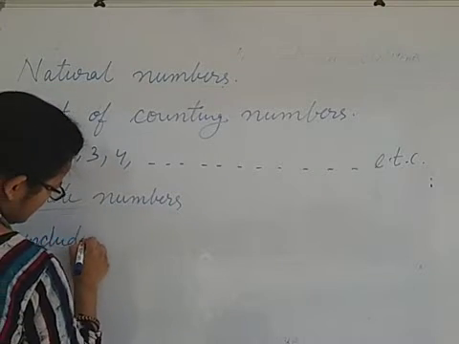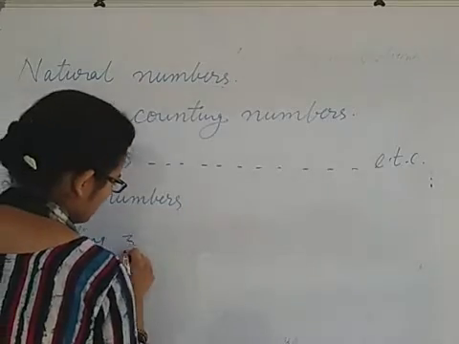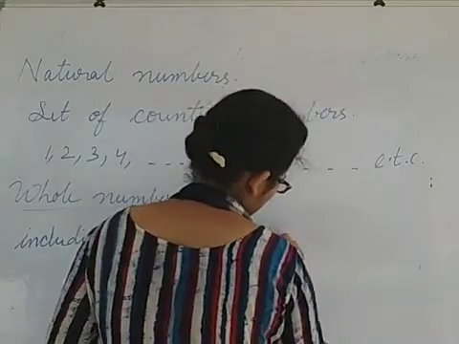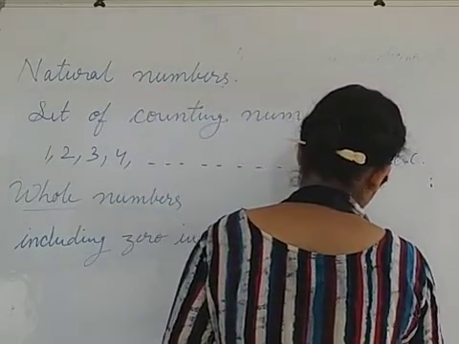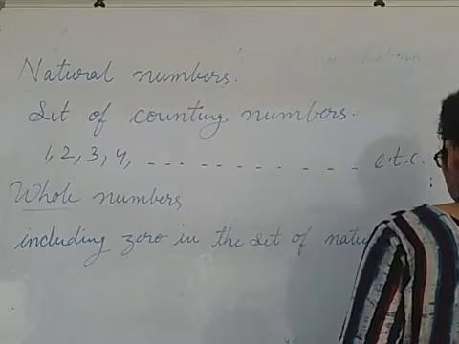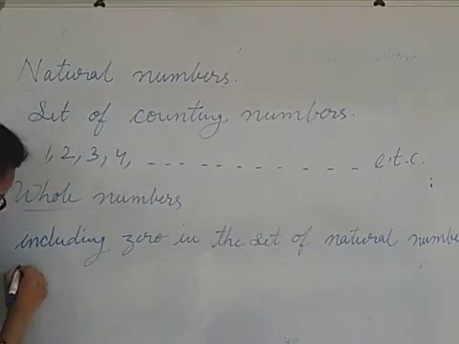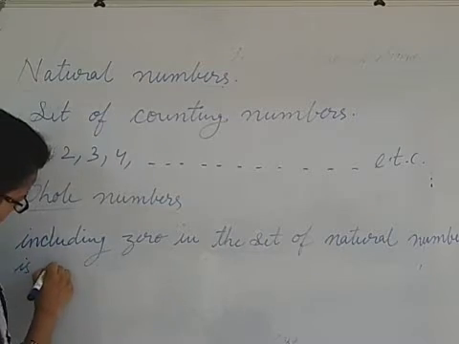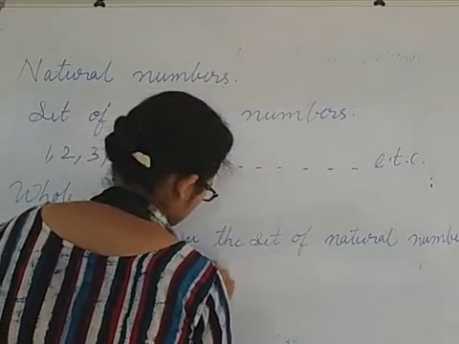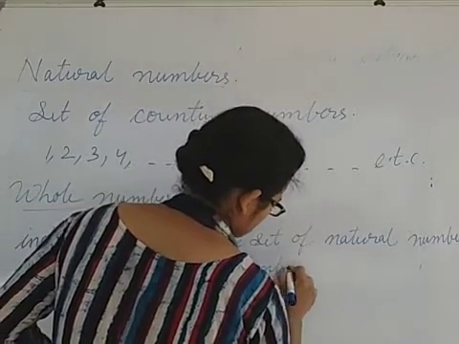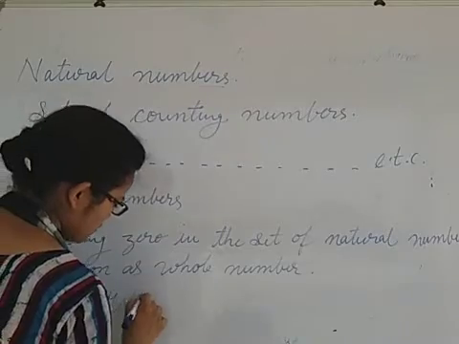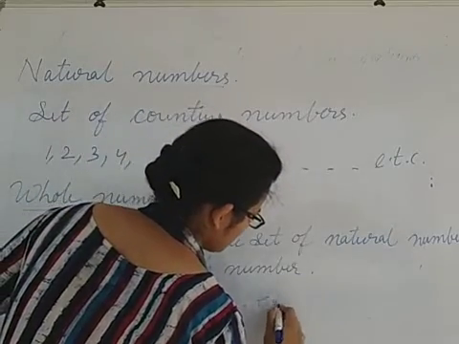is known as whole numbers. So 0, 1, 2, 3, 4, 5, 6 and so on till infinity.